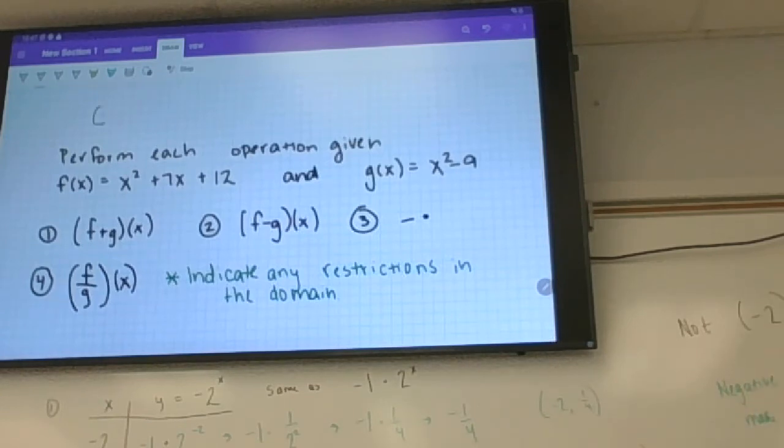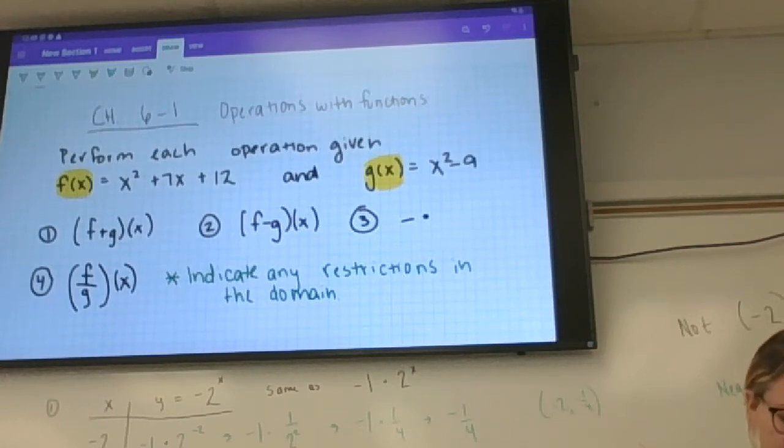This is chapter 6-1. What we're gonna do, if you take a look, we have a function called f, and then we have a whole different function called g. We're gonna do operations with these functions. So 6-1 is called operations with functions. And initially it's going to seem a lot like combining like terms.